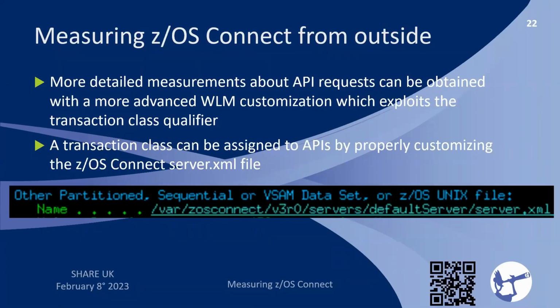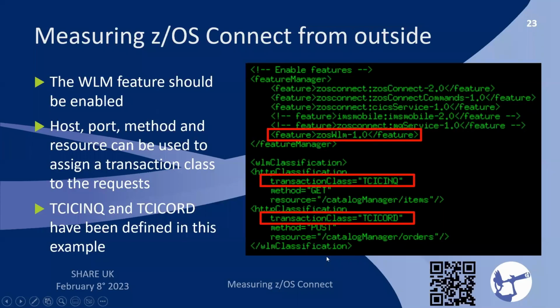Something more you can do if you do some other customization. You may assign a transaction class to the APIs, and at this point you will have more information. Okay, here you see what you have to customize. So this is the XML file that you have to modify, and this is an example of what you have to write inside.